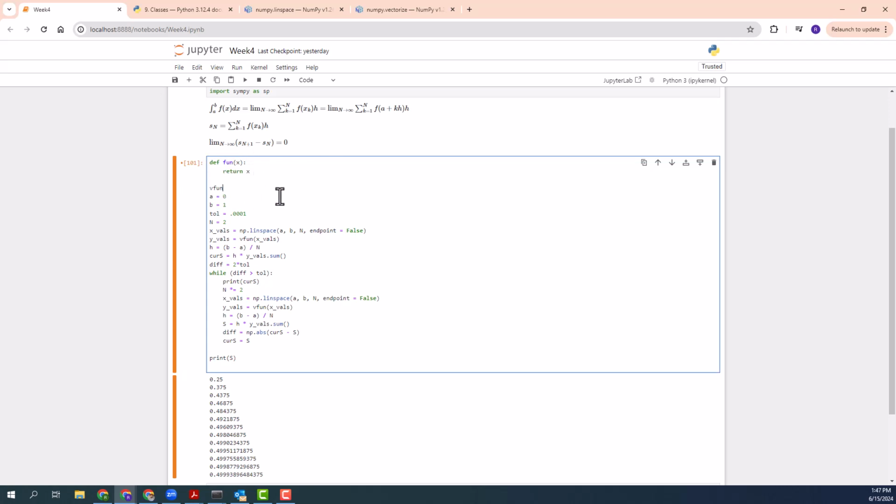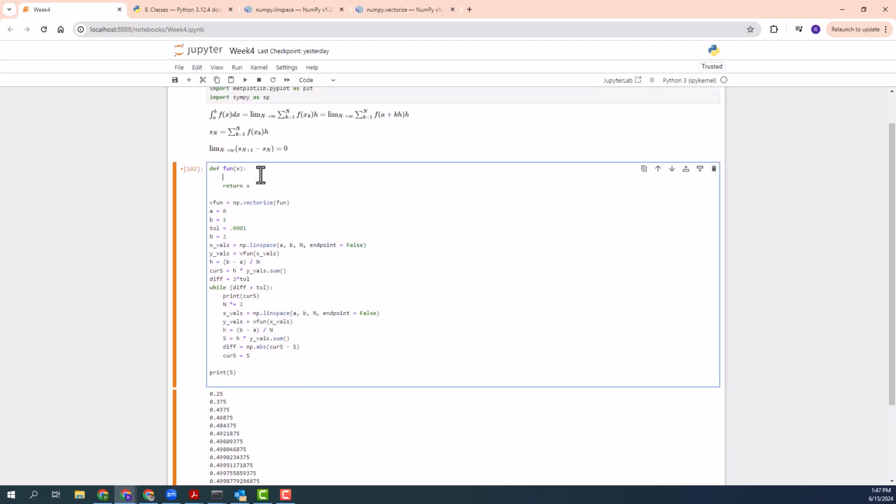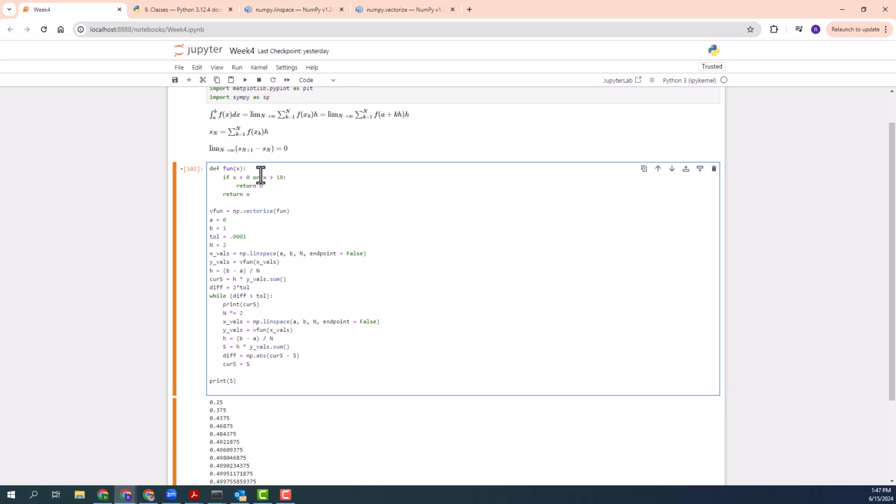So then I'm going to say vfun is equal to np.vectorize of function. And now when I run this, everything should work out. We get the same exact answer. Remember, the reason we need to do this differently is because we could say something like this: if x is less than 0 or x is greater than 10, return 0, and otherwise return x. So this function is going to be 0 for x going from minus infinity to 0, and it's going to be 0 after 10. But from 0 to 10, f of x is just going to be equal to x. That's what this says.